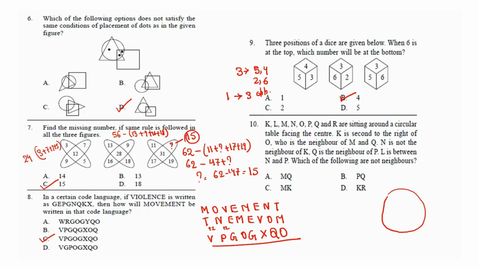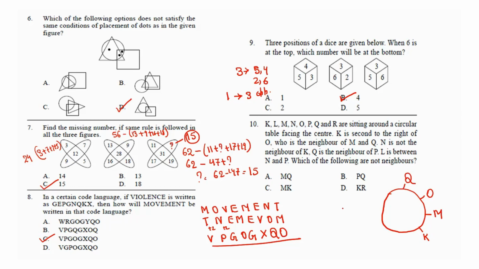So we will write down one by one. First, K is second to the right of O. So let's write down K here. O should be here. It is written that K is second to the right, so this is the right side, right of O. Who is the neighbor of M and Q? O is the neighbor of M and Q. So this should be M and here should be Q.